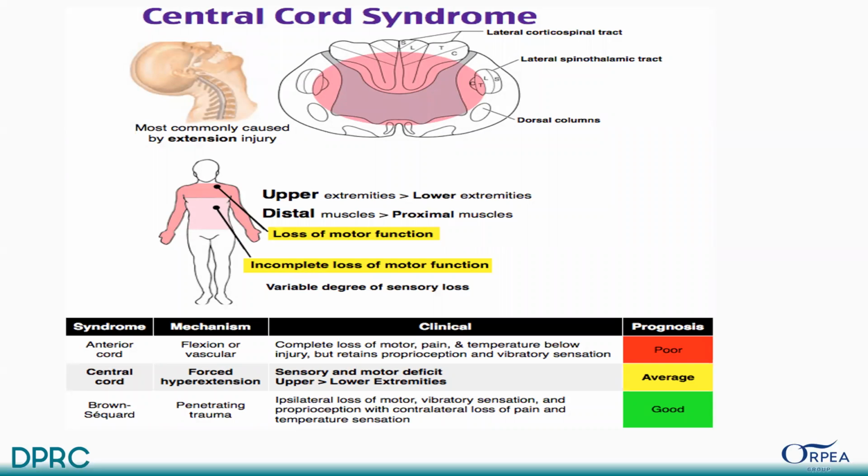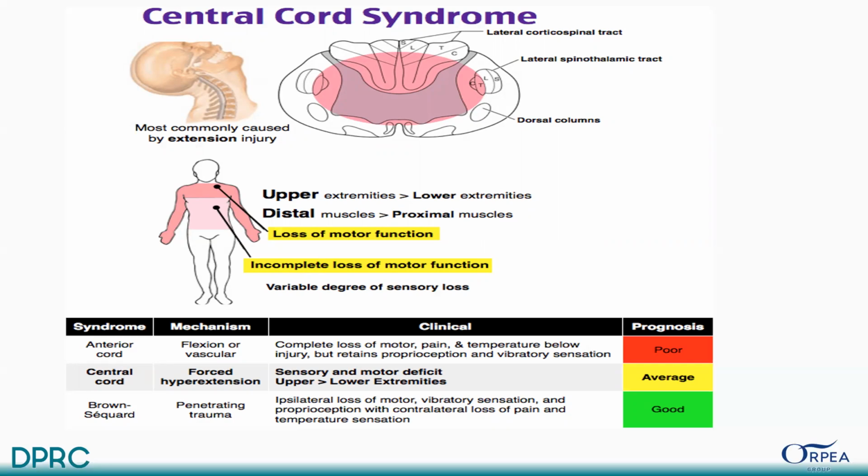Central cord syndrome is most commonly caused by extension injury. The upper extremities are mainly affected more than the lower extremities, and distal muscles more than the proximal muscles. So there is loss of motor function in the upper extremities, incomplete loss of motor function in the trunk, and a variable degree of sensory loss according to the level of the lesion.